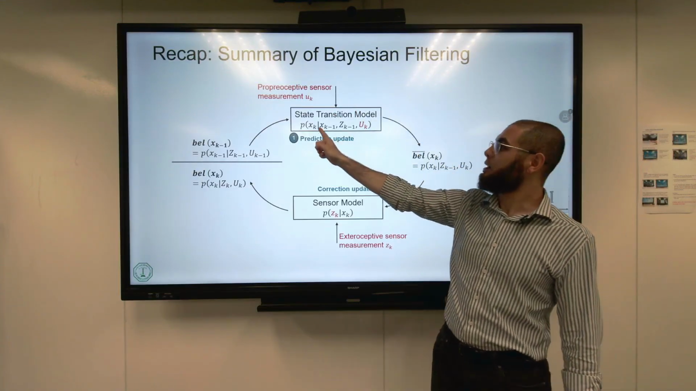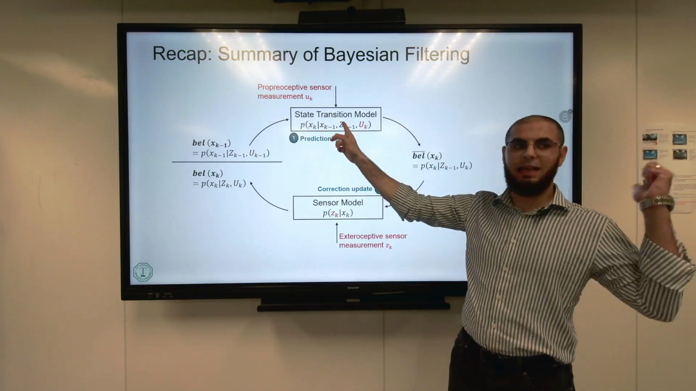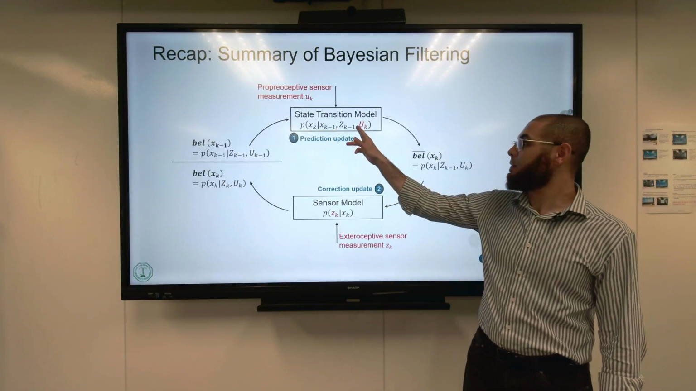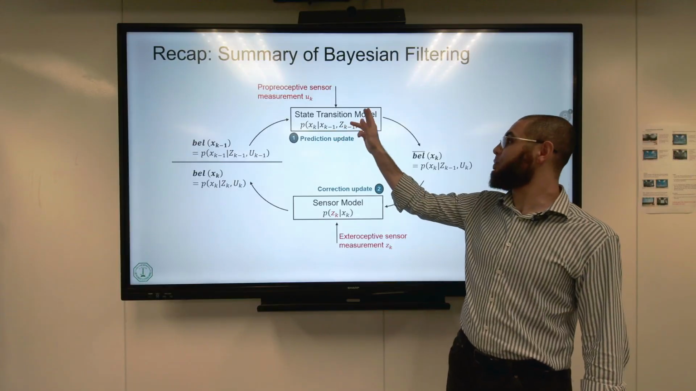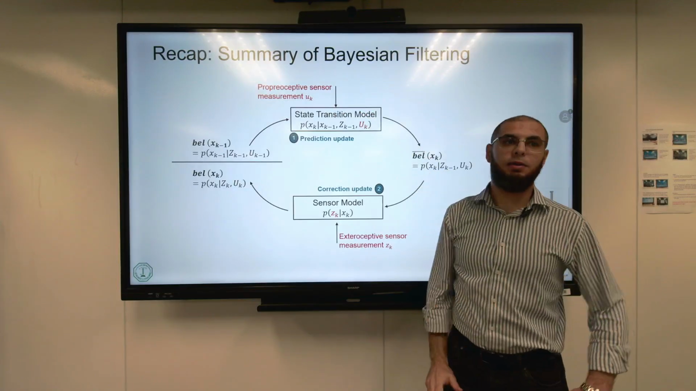So how the proprioceptive sensors affect the state. So you see here this is a probability of xk given xk minus 1, given the previous state, the previous measurements, and also the latest proprioceptive sensor measurement.